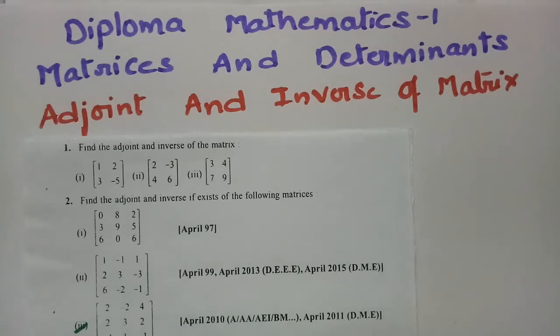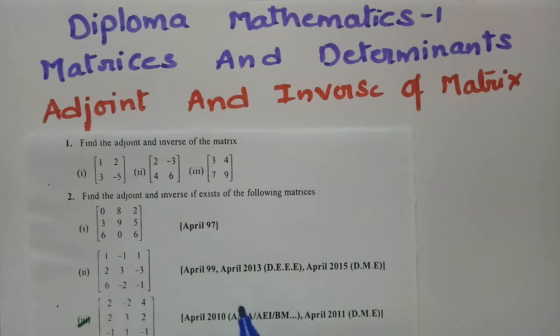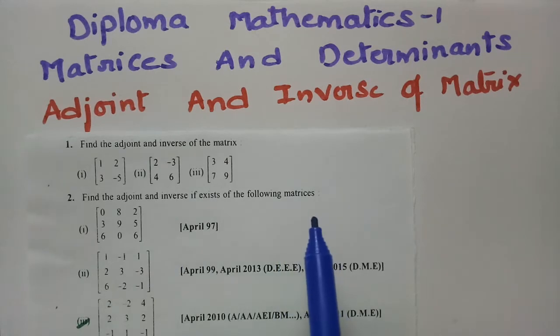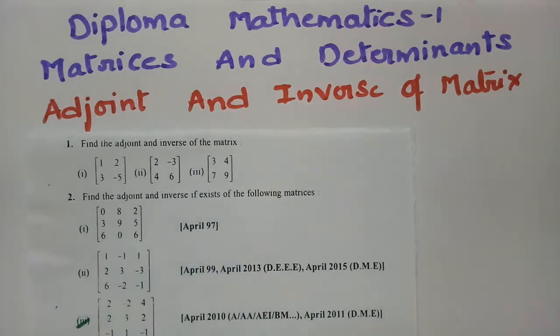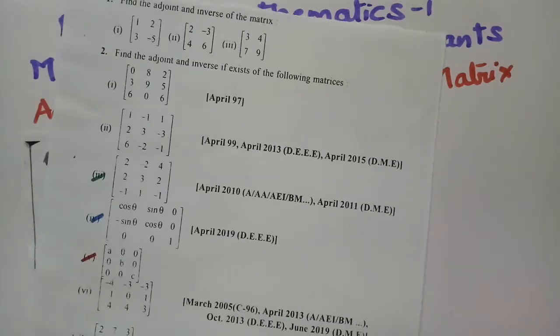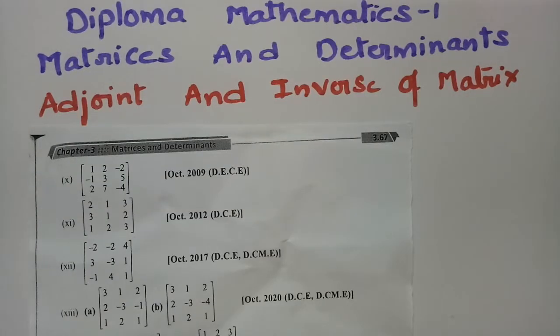Today's video I am going to show how to find the adjoint and inverse of a matrix. This topic is related to matrices and determinants, and it is part of Diploma Mathematics 1. First of all we have to find the adjoint as well as the inverse of the matrix. I have given all the solutions in my previous videos, so please check the playlist.